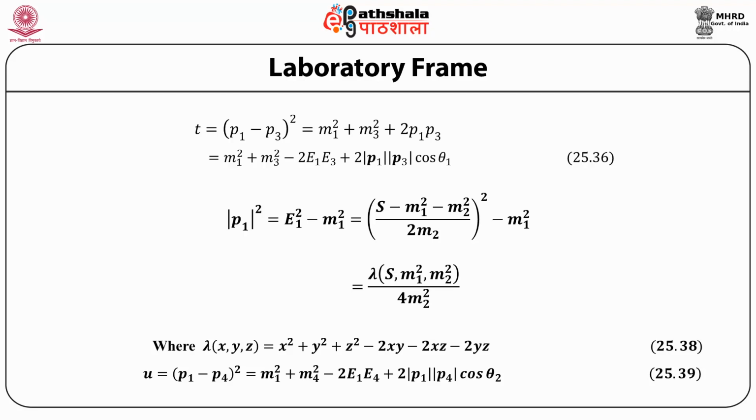U is equal to the square of (P1 minus P4) and is equal to M1 square plus M4 square minus 2 E1 E4 plus 2 times modulus of P1 into modulus of P4 into cos theta 2.